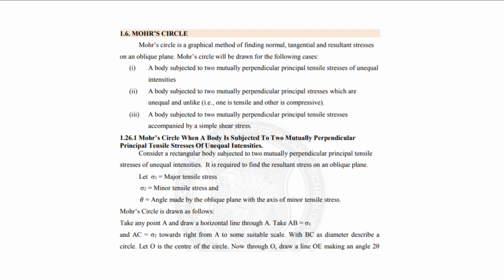And the third one is a body subjected to two mutually perpendicular principal tensile stresses, accompanied by a simple shear stress. So here is the Mohr's circle when a body is subjected to two mutually perpendicular principal tensile stresses of unequal intensities. Considering a rectangular body subjected to two mutually perpendicular principal tensile stresses of unequal intensities, it is required to find the resultant stress on an oblique plane. Let sigma 1 be the major tensile stress, sigma 2 the minor tensile stress, and theta the angle made by the oblique plane.